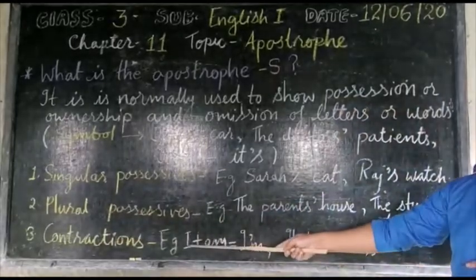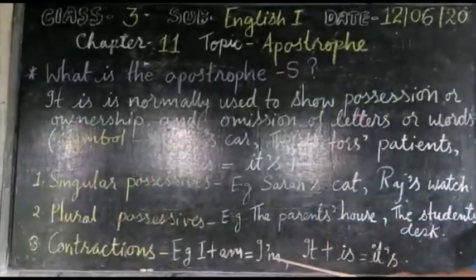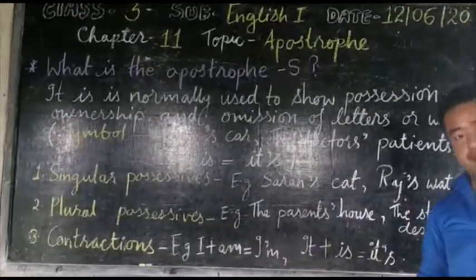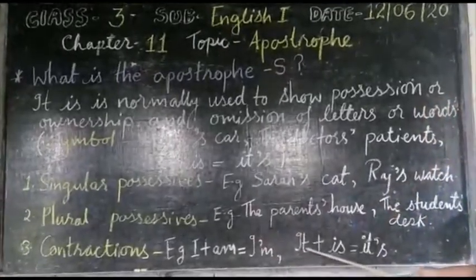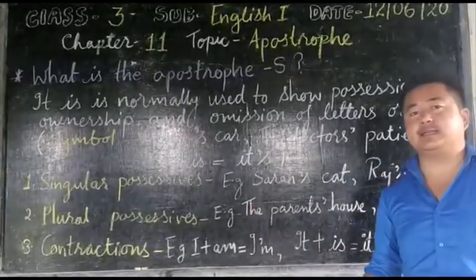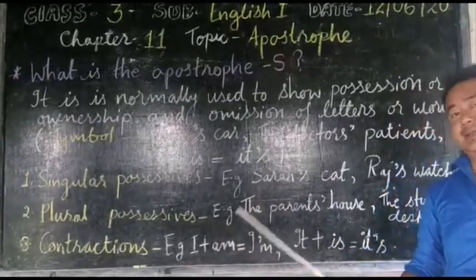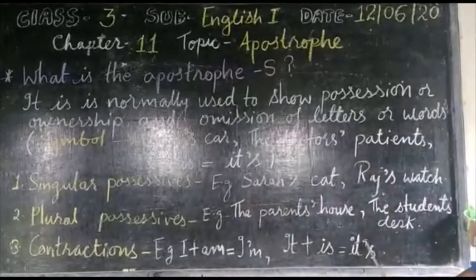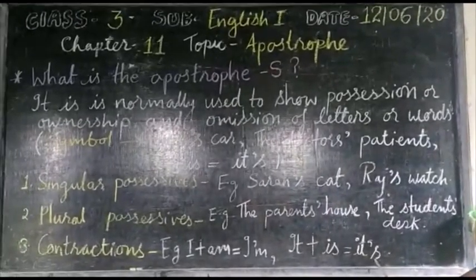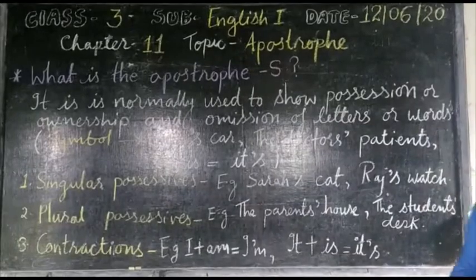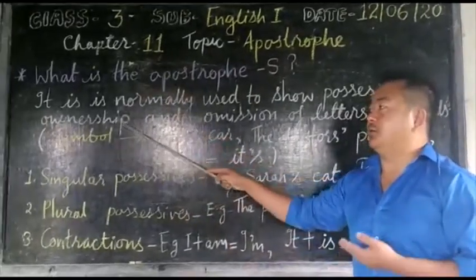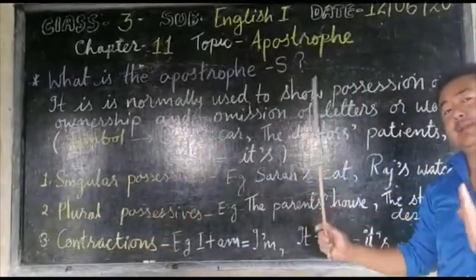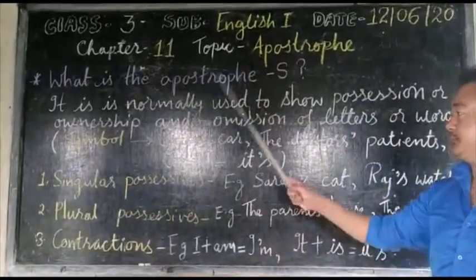In place of saying I am, we can use I'm. That is, you have removed the A and you have used an apostrophe. Like in other cases, we usually say it is, right? But it's, that is how you can pronounce it's. I-T apostrophe S, it's.